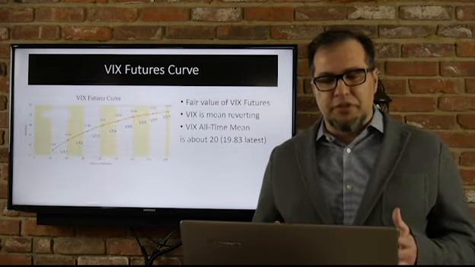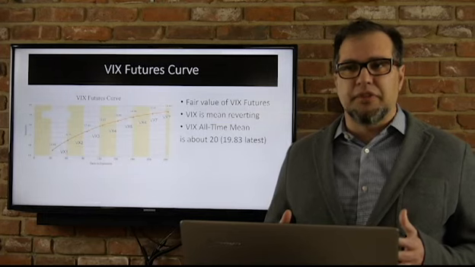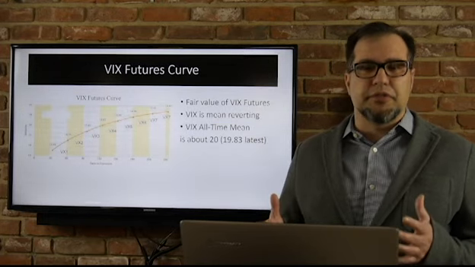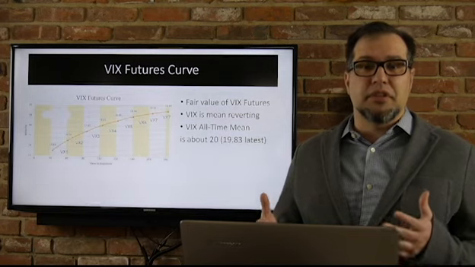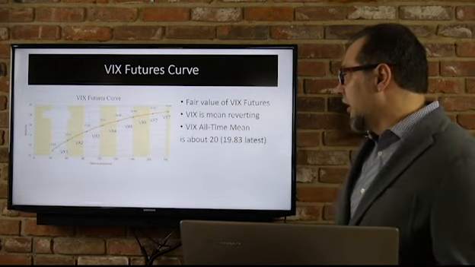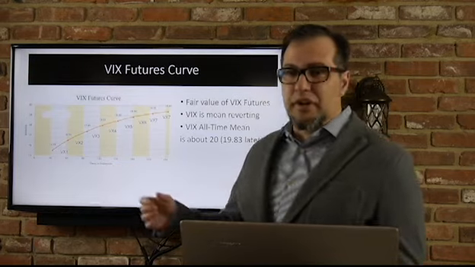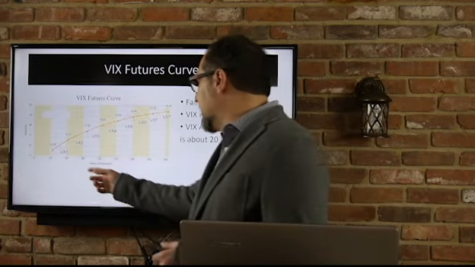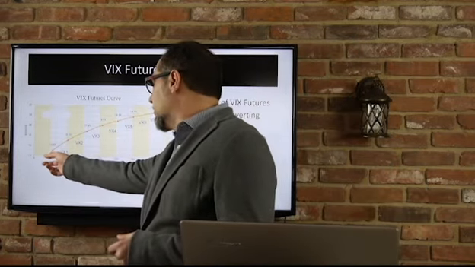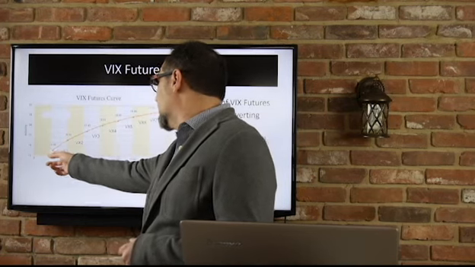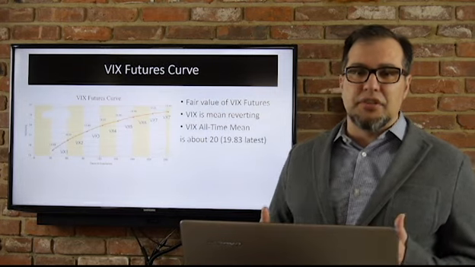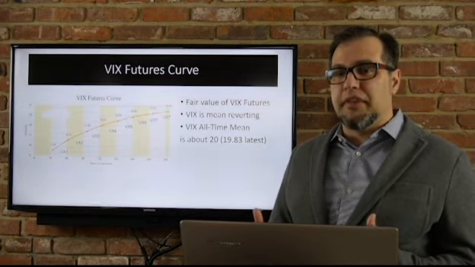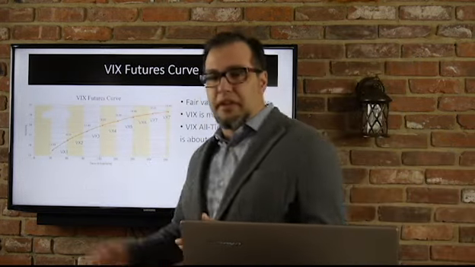Let's talk about the VIX futures curve. The VIX futures curve comes from the VIX futures market, where investors place bets on what they think the VIX will be in the future. Normally there are about 8 contracts in the VIX futures market, from the front month contract, the nearest month, all the way out to 8 months out. And this gives us additional information as to what investors think the VIX will be in the future.